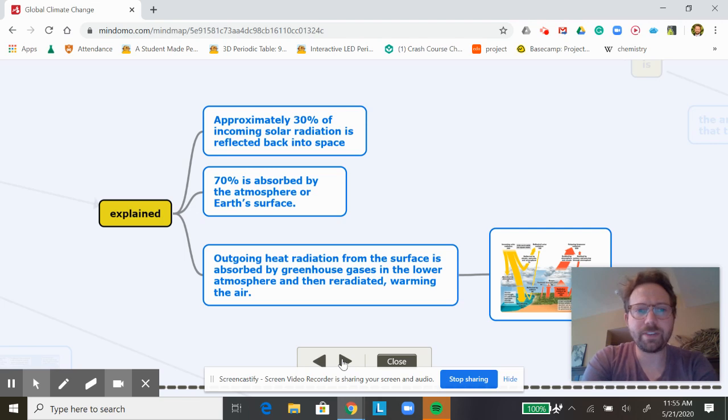Approximately 30% of the incoming radiation is reflected directly back to space. 70% is absorbed by the atmosphere or Earth's surface. And the outgoing heat radiation from the surface can be absorbed by greenhouse gases. That's what they normally do, and they can warm up the Earth.